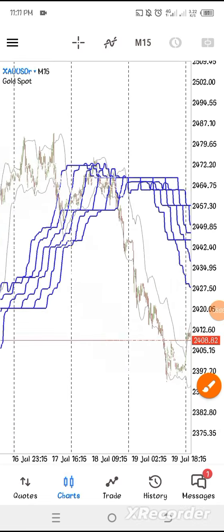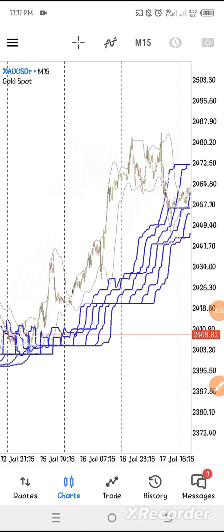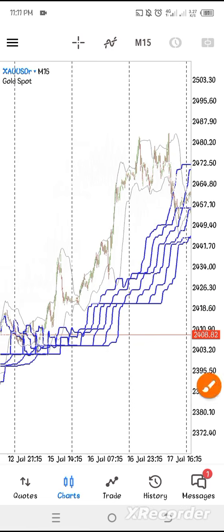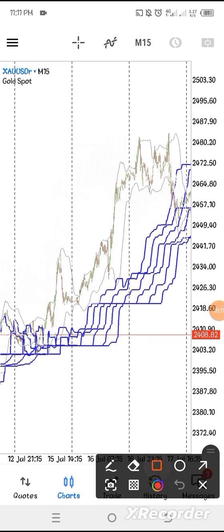Let me show you another entry. This is another entry, guys, around this place. As you can see, this is the Kumo cloud. The breakout occurs here when you see the first line of the Bollinger Band.